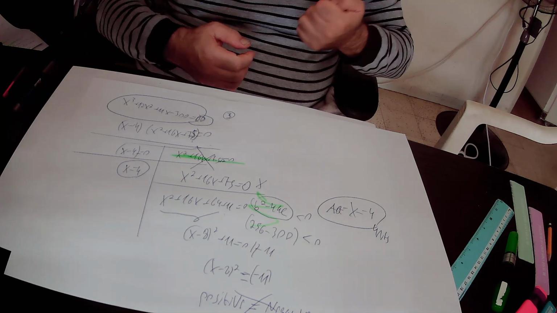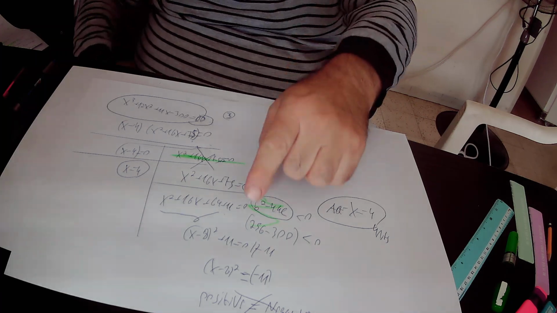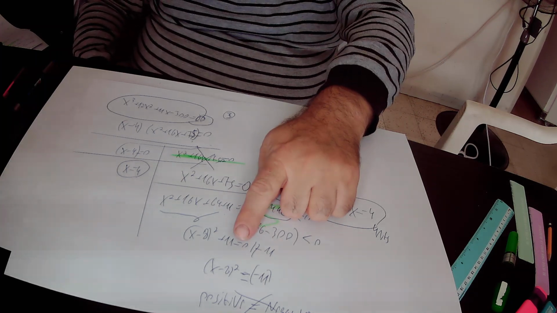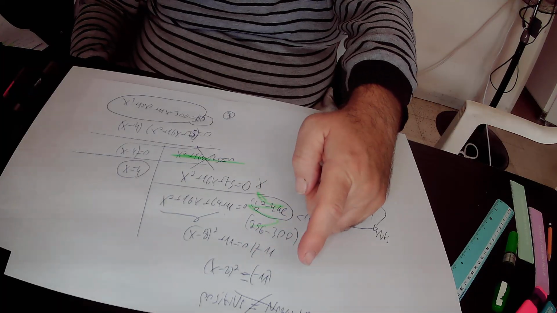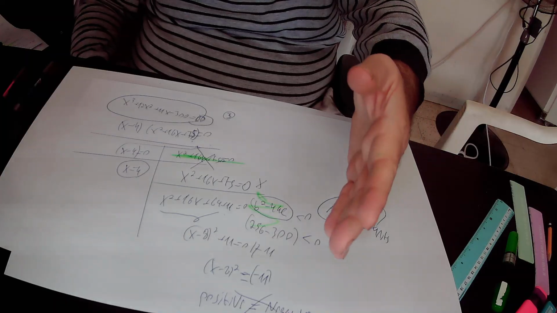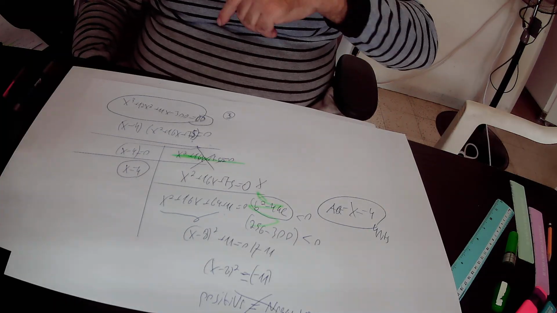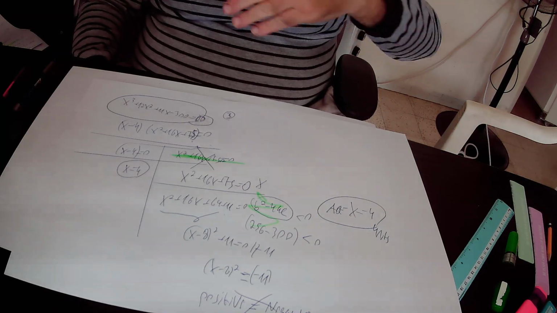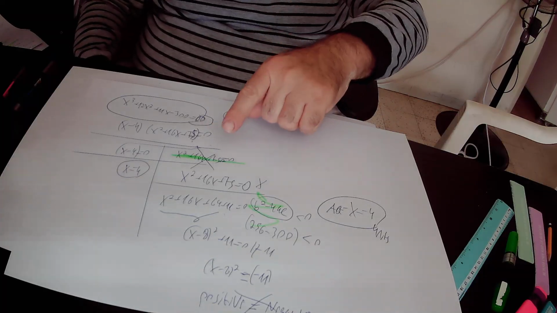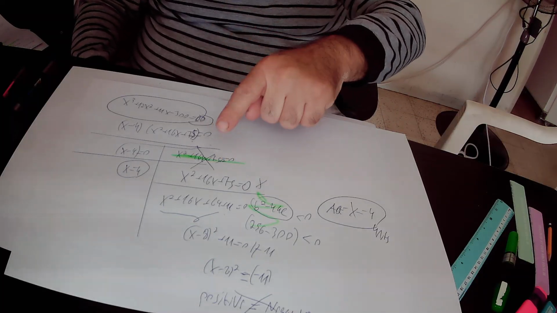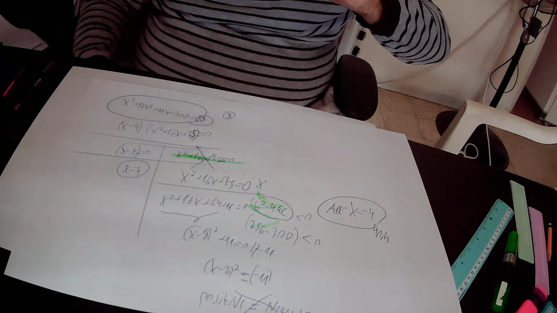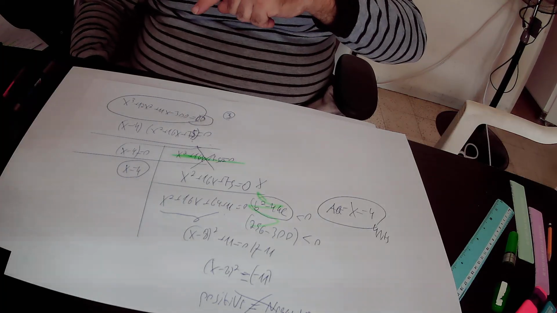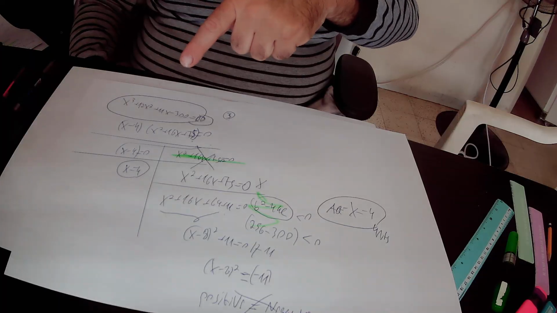X minus 8 squared is a positive number. Again, x minus 8 squared is a positive number, but minus 11 is a negative number, and a positive number can never equal a negative number. Therefore, this is a second reason that this is not a correct solution for this equation. So the only solution for this equation is that x equals 4.